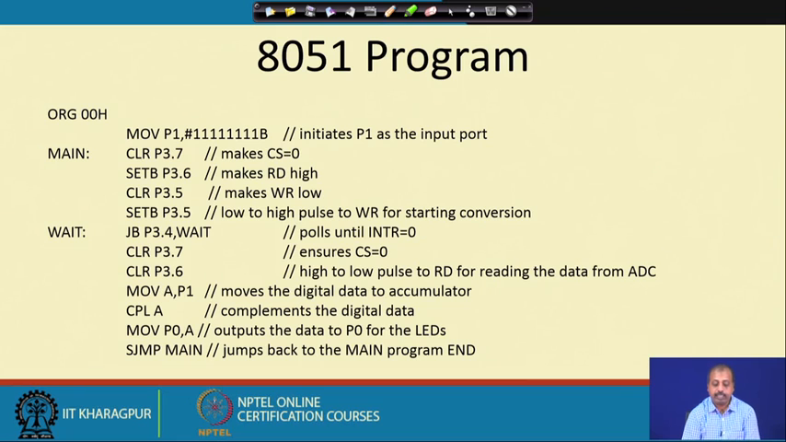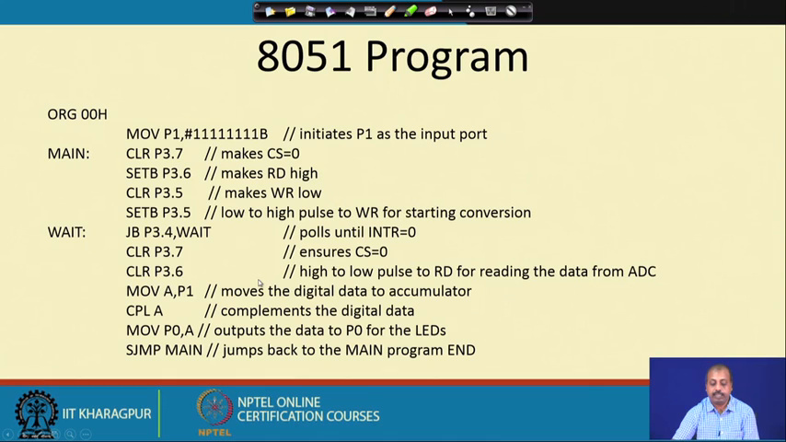Okay. So, we are clearing the CS bit by clear P3.7, then we clear P3.6. That gives a high to low pulse on the read line. The read line was previously set to high by setb P3.6, but here it is cleared. So we get a high to low pulse on the read bar line.